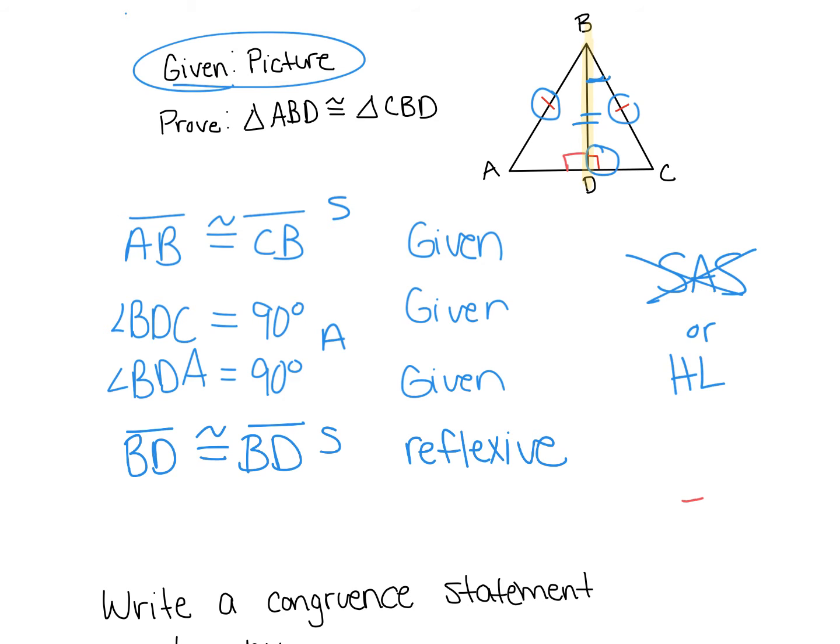For HL, I need a hypotenuse. Well, my 90 degrees points at my hypotenuse, and I have one of those. And a leg is one of the other sides, and I have one of those. So knowing HL, I can prove that my triangle ABD is congruent to triangle CBD. Okay? Making sure you understand this proof is super important for your quiz tomorrow. So go back, try it again, maybe go back to the very beginning and try it on your own, and then check your work.